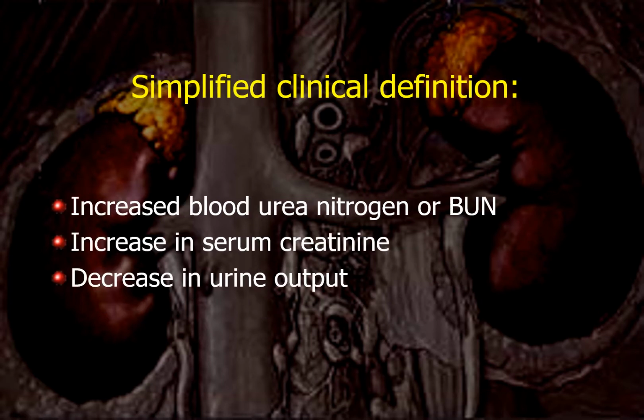A simplified clinical definition of acute kidney injury refers to increased blood urea nitrogen or BUN, increase in serum creatinine, and decrease in urine output.